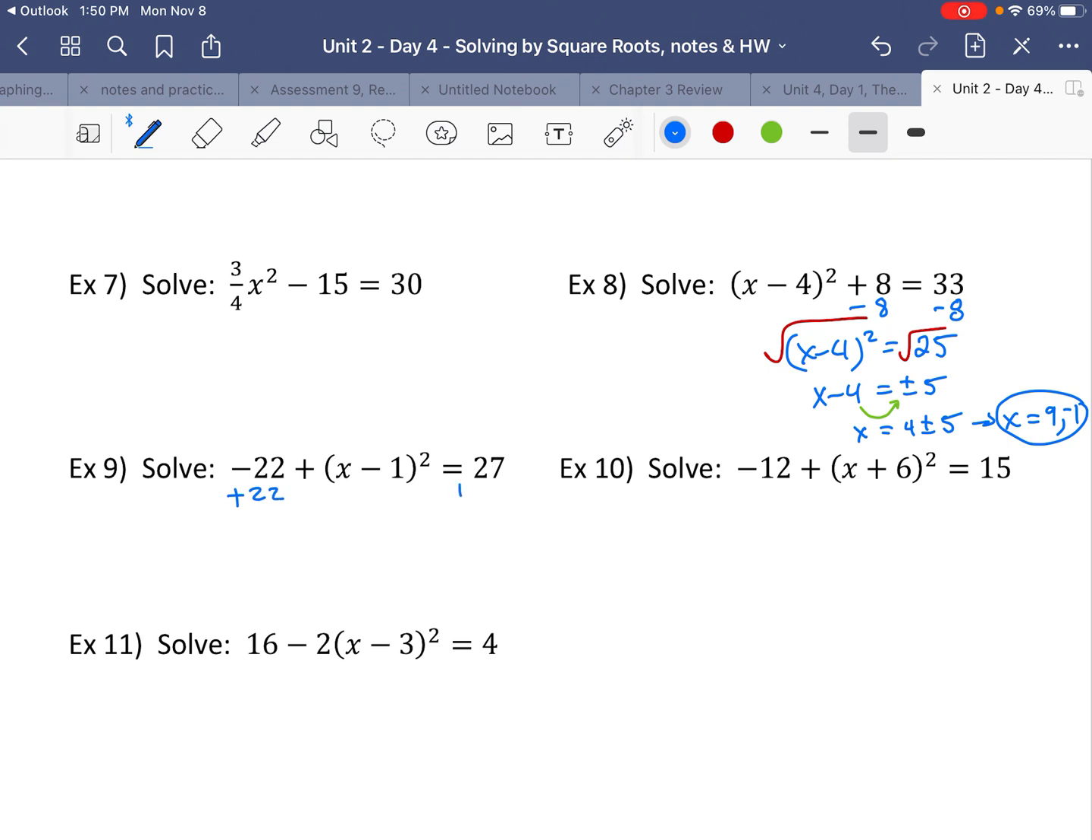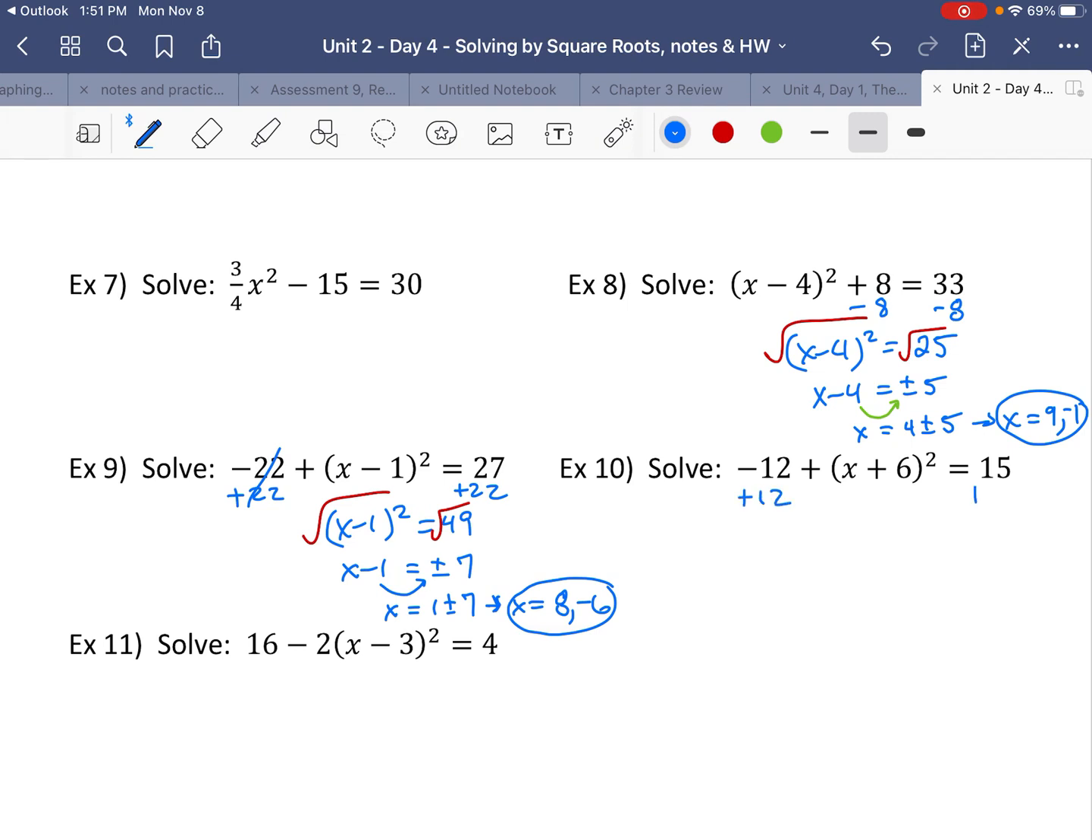Okay, here we go. So here I'm going to add 22 to both sides. So I got x minus 1 still squared equals 49. Well, take the square root of both sides. So now it produces x minus 1 popping out. I get plus or minus 7. Well, now I'm going to add 1 to both sides. So my answer is 1 plus or minus 7. So that ends up getting me 1 plus 7 would be 8, and 1 minus 7 would be negative 6. So there's my two answers.